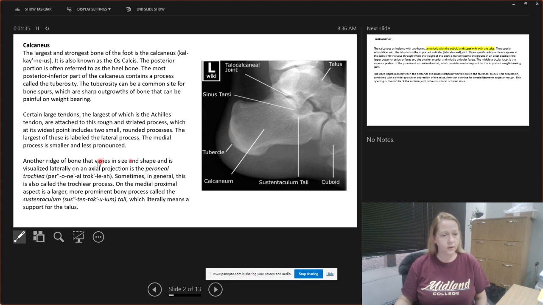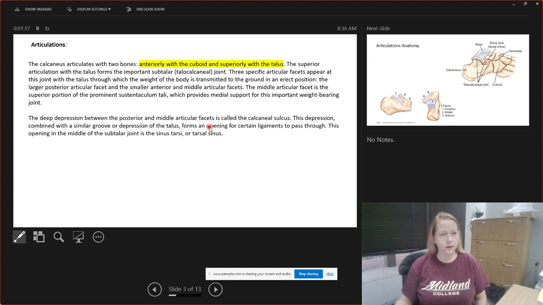The calcaneus articulates with two bones, the cuboid and the talus. And you're going to have to know anteriorly with the cuboid and superiorly with the talus. The talus is on top. The one in front of it is the cuboid. So like I said before, the talocalcaneal joint, there are articular facets that appear in this joint, and we'll go over them in just a second. But this is all that provides support for the weight-bearing joints that are in your foot.